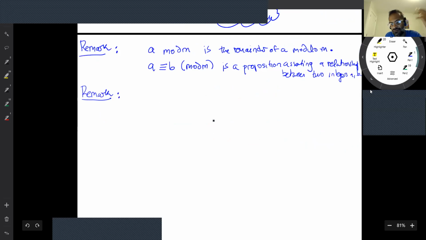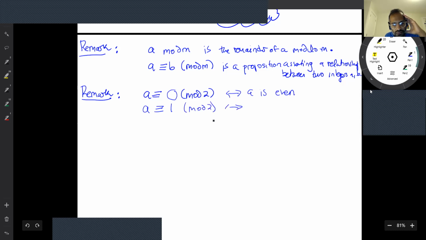it's that this is a generalization of the notion of even and odd, right? So A is congruent to 0 mod 2, sorry, this is 0. So let me make this very clear. A is congruent to 0 mod 2 if and only if A is even, and A is congruent to 1 mod 2 if and only if A is odd. So all of this stuff, you can view it as a generalization of the concept of even and odd.